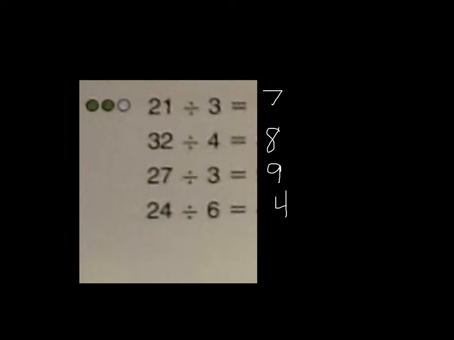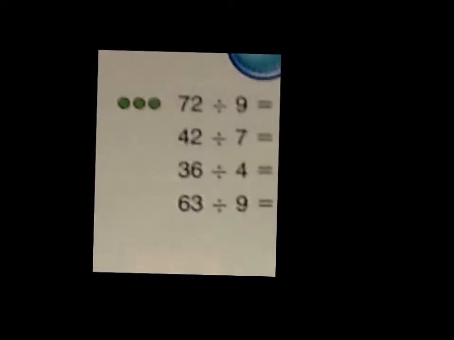Erase your board for your final set of problems. 72 divided by 9 equals, 42 divided by 7 equals, 36 divided by 4 equals, 63 divided by 9 equals.